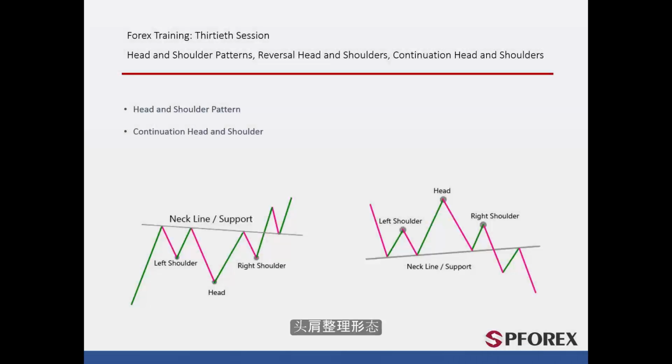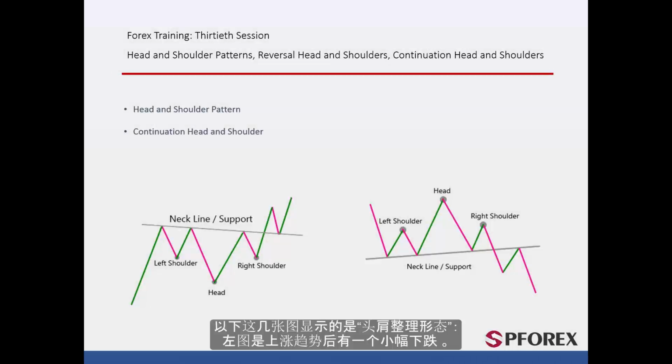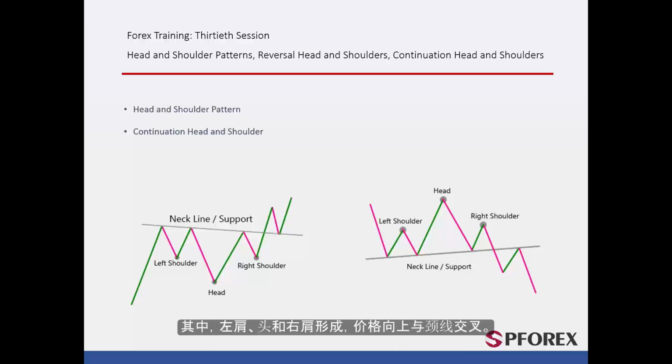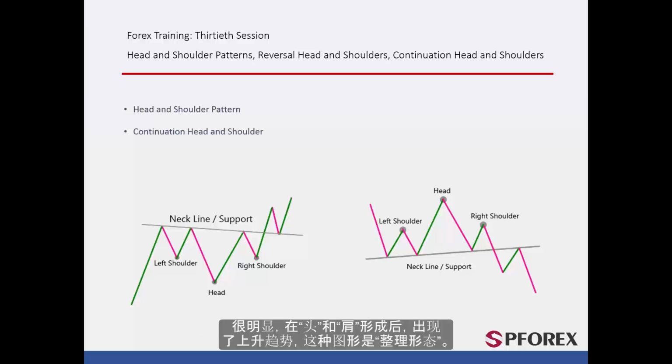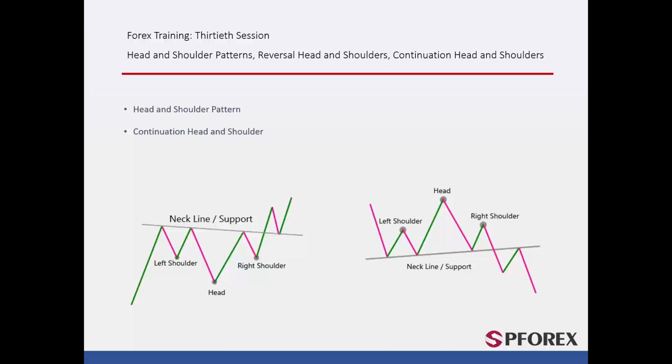Continual head and shoulder. The continual head and shoulder is shown on the following graphs. The left graph illustrates an uptrend followed by a small decline. Left shoulder, head, and right shoulder are formed with an upward direction that crosses the neckline. As it is clear, the uptrend follows after the head and shoulder is formed. Thus, this pattern is classified as continual.